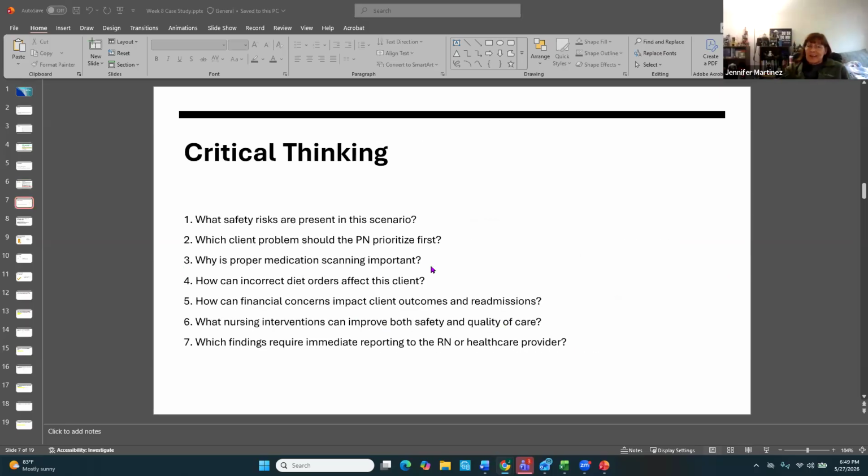Why is proper medication scanning important? So we don't give the wrong medication to the wrong patient, right? Think of your rights of medication administration. Too much, or too little, or not at the right time, or maybe even the wrong medication, right?